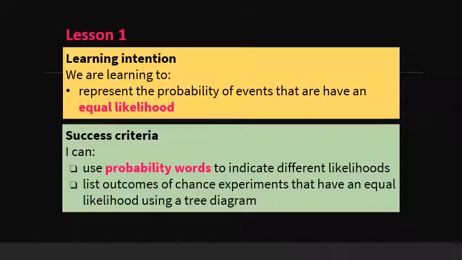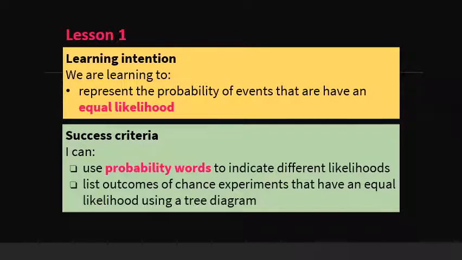Okay, so what we're learning to do today is represent the probability of events that have an equal likelihood. When I'm talking about probability, I'm talking about the chance of something happening, and where it has an equal likelihood, it means it has the same chance of happening.